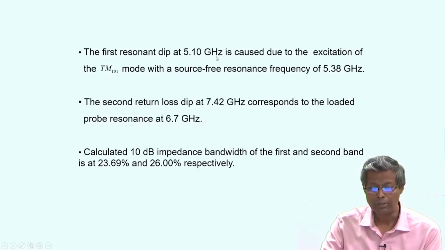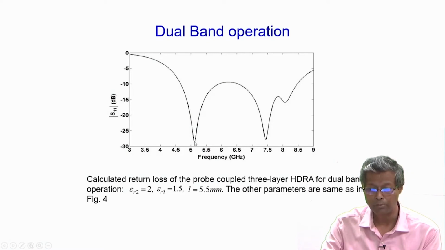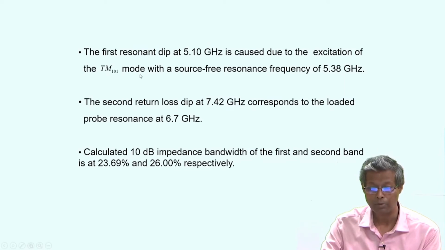So, the first resonance dip is at 5.10 gigahertz, caused due to the excitation of the TM101 mode with the source free resonance frequency of 5.38 gigahertz. And the second return loss dip corresponds to the loaded probe resonance at 7.42 gigahertz, and the corresponding source free probe resonance is at 6.7 gigahertz.